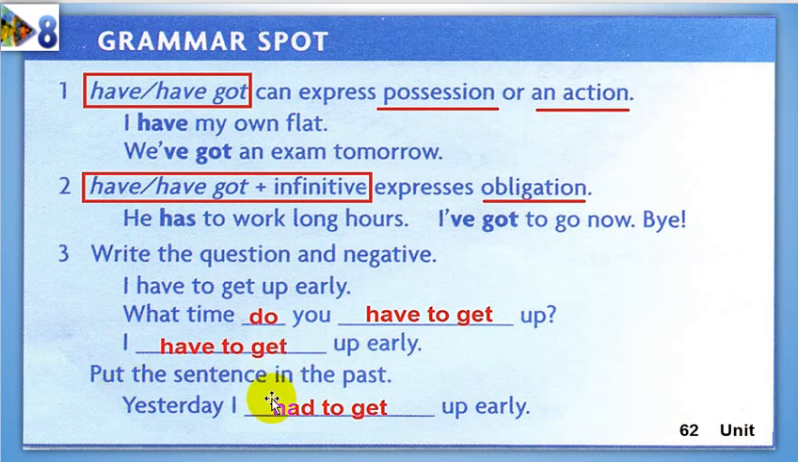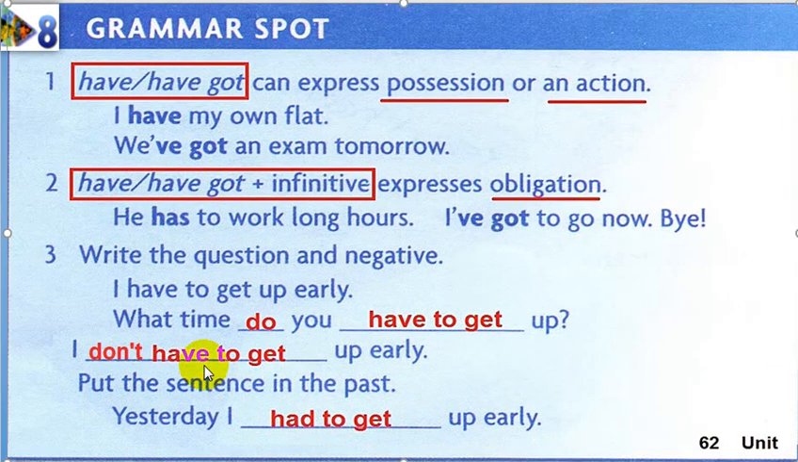I don't have to get up early. Put the sentence in the past. Yesterday I had to get up early. Okay? Yesterday هو ظرف الزمن الماضي. Had to get up early. Now, let's fix this. So, when we write a question, we use do. What time do you have to get up? And in negative, we use don't. I don't have to get up early.